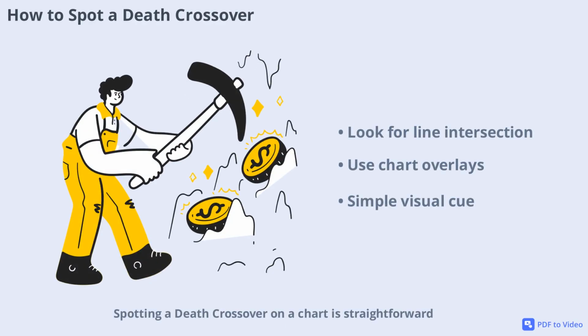Spotting a death crossover on a chart is straightforward. Look for the point where the short-term moving average line crosses below the long-term moving average line. This intersection is the signal traders are watching for. Many charting platforms allow you to overlay these averages for easy identification.